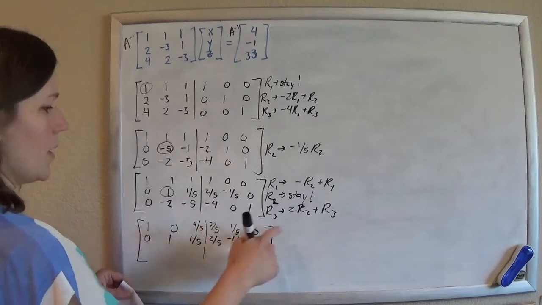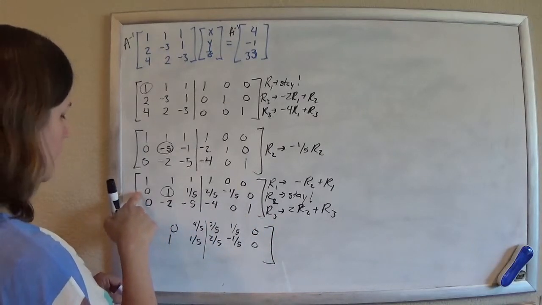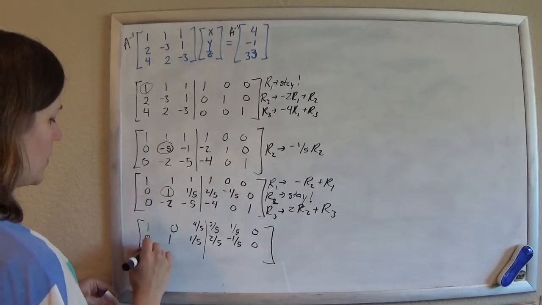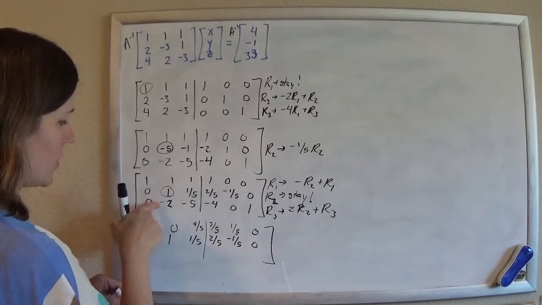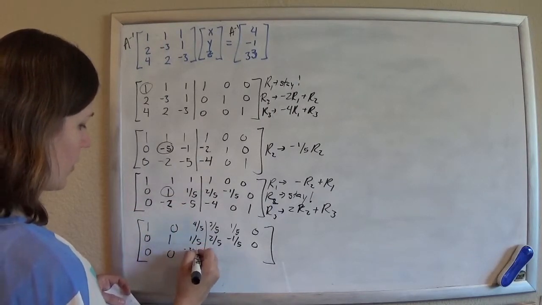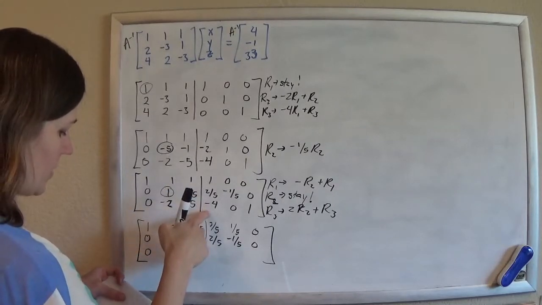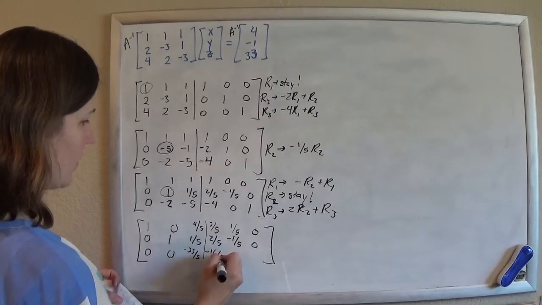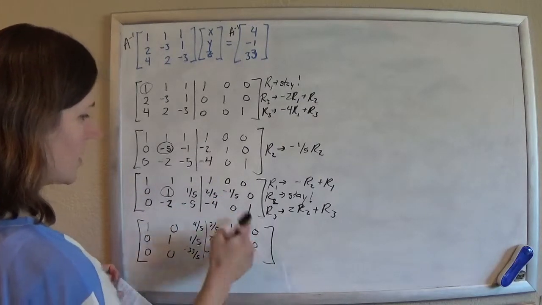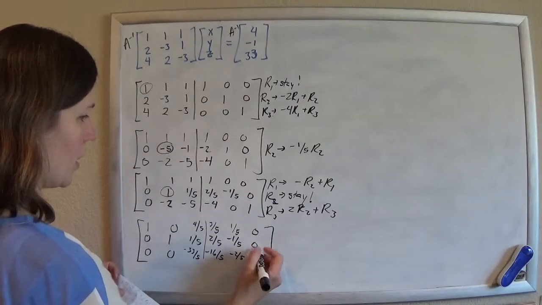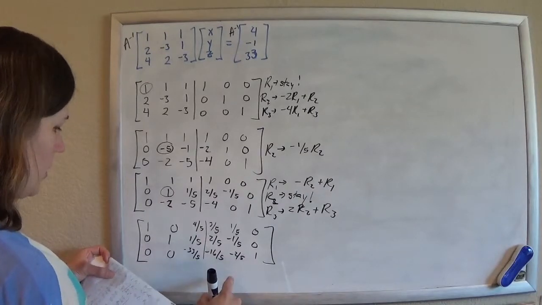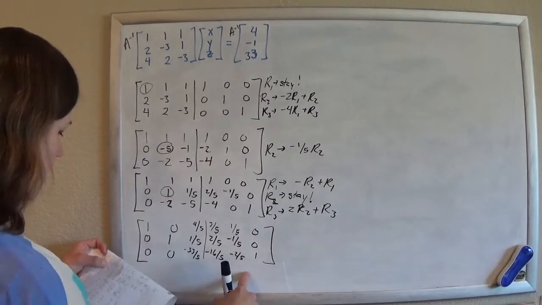Alright. So now, this guy: 2 times this one plus that one. Again, we're not losing those zeros we worked so hard to get. 2 times that one is 0. 2/5 minus 5 is negative 33/5. 4/5 minus 4 is negative 16/5. Negative 2/5 plus 0 is negative 2/5. 0 plus 1 is 1. Alright. Yes, looking good so far.